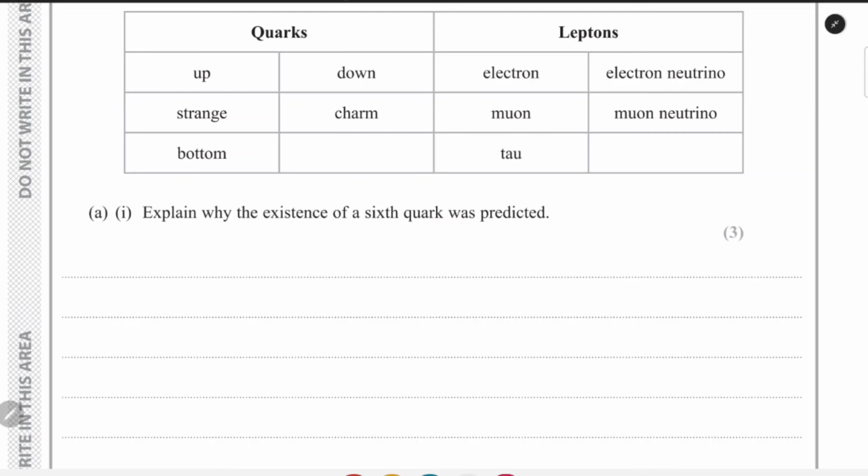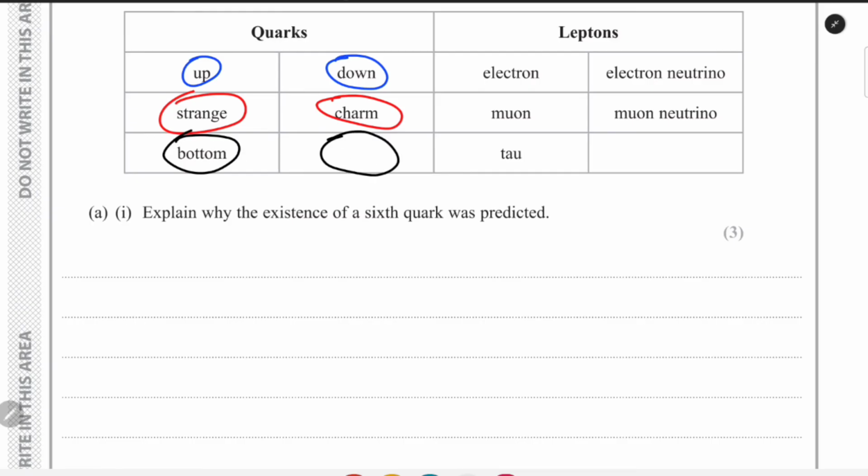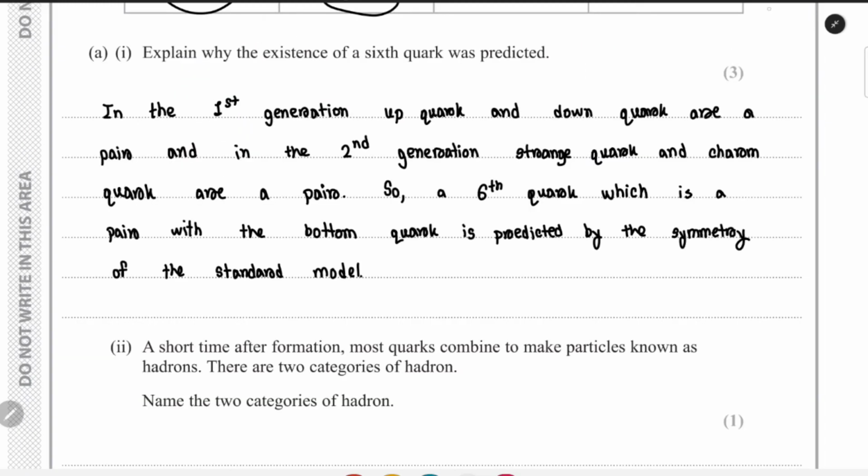If we look over here, the up and down quarks are a pair, the strange and charm quarks are a pair. So from here, according to symmetry, we can predict that the bottom quark will have a quark that's a pair to it. So these exist as pairs, these two exist as a pair. So the bottom quark must have something else that it exists as a pair with. So this is how we structure our answer.